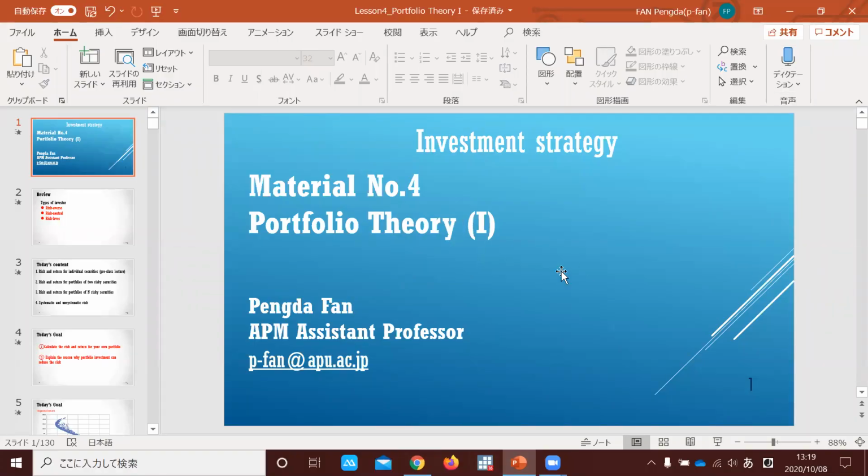Okay, in the previous video lectures, we introduced the types of investors, and as I said, we are going to consider the optimal investment strategy for risk-averse investors. One of the most important strategies is called portfolio investment, or portfolio strategy. In order to have a deep understanding of that, we need to learn portfolio theory. And again, this theory relies on the assumption of risk-averse investors.